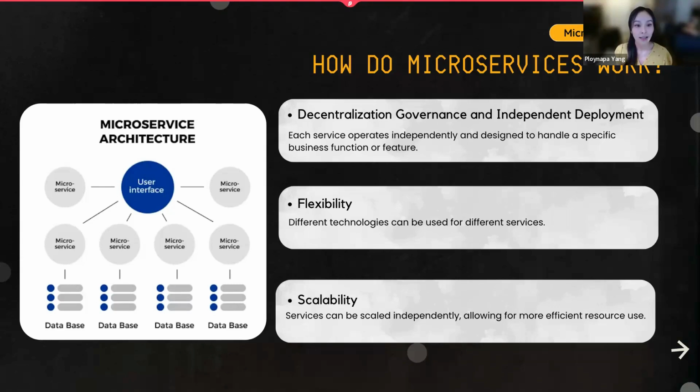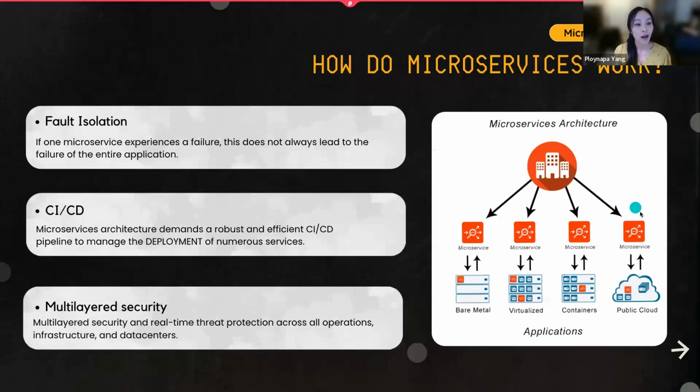Scalability: services can be scaled independently, allowing for more efficient resource use. Updates or modifications to one service do not affect the entire system, which leads to fault isolation. If one microservice experiences a failure, this does not always lead to a failure of the entire application. This promotes overall application resilience, as many parts of an application remain available while the team works to restore the failing microservice.